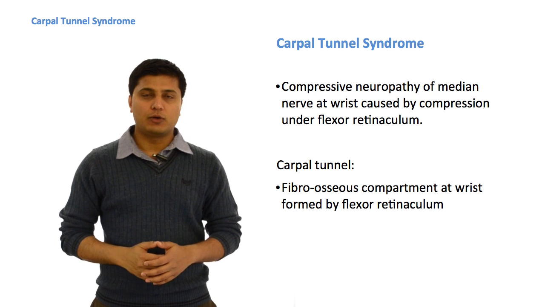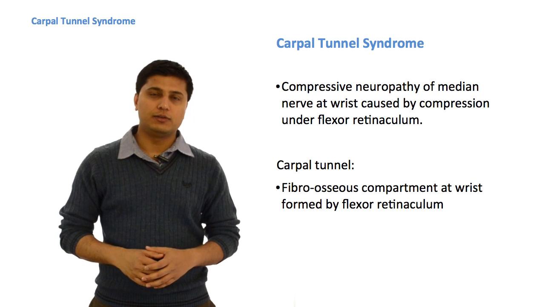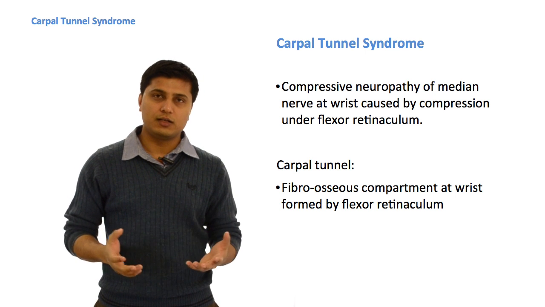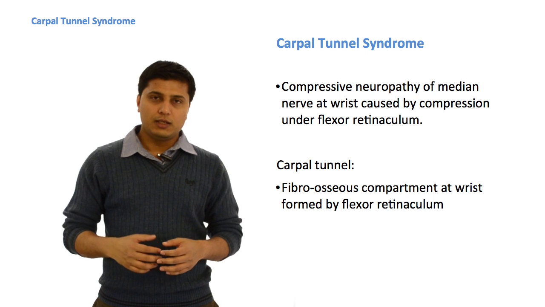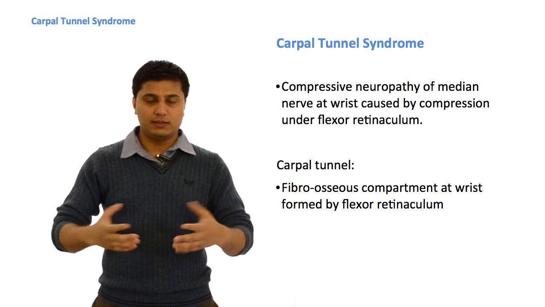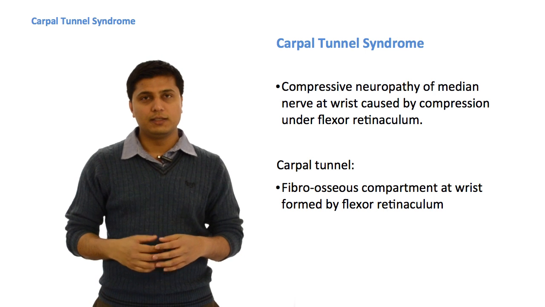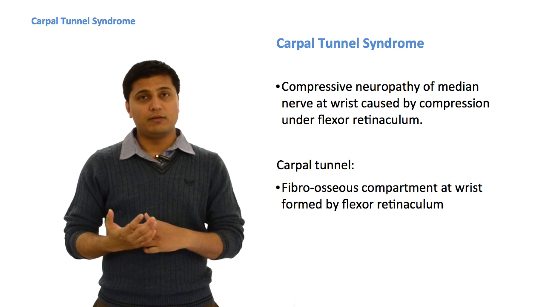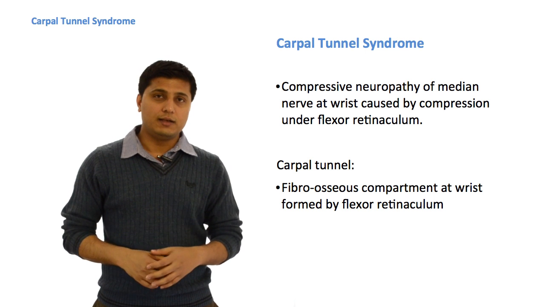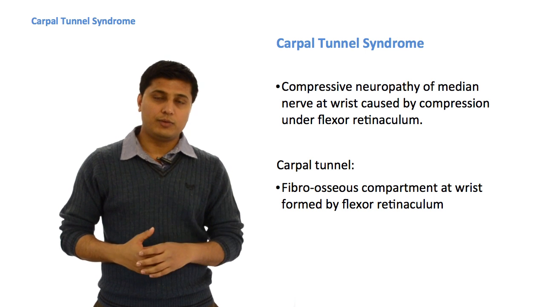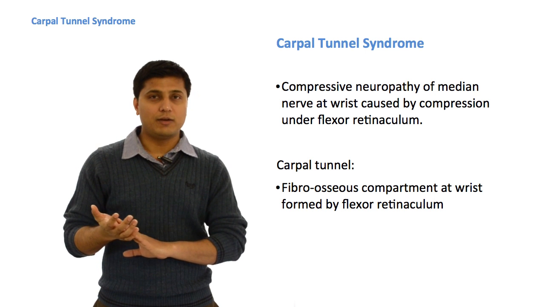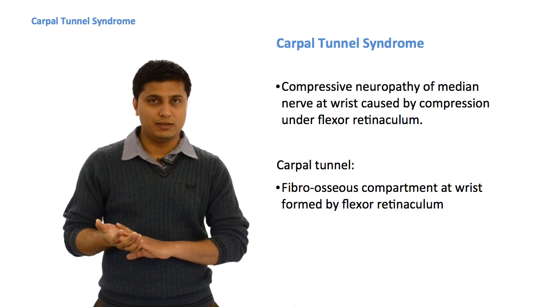Okay, let's talk about another condition, which is carpal tunnel syndrome. This is a very common condition, very important as an undergraduate as well as a postgraduate student. What is carpal tunnel syndrome? Carpal tunnel syndrome is a group of signs and symptoms caused by compression of the median nerve at the level of the wrist. So, in other words, if you have to define it, it's a compressive neuropathy of the median nerve at the wrist caused by compression within the fibro-osseous compartment, which is the carpal tunnel.